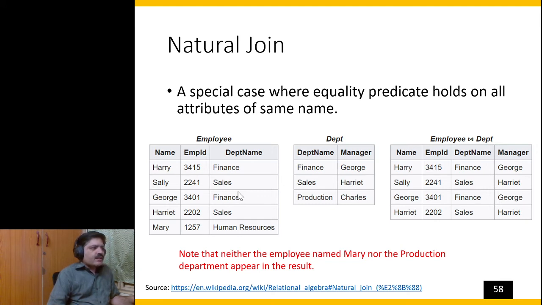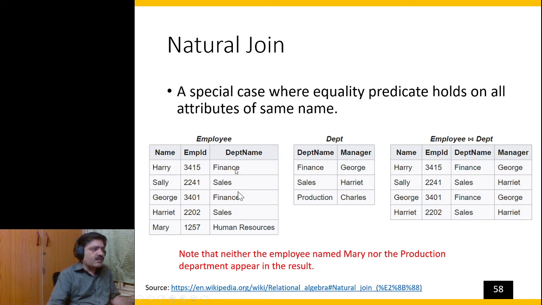There are cases where the column names tell us how we want to do the join. Those kinds of joins where the predicates can be avoided, in favor of just using all common columns as the join criteria, are called natural joins. So let's take this example. If I have an employee relation and a department relation, I could write employee natural join department as follows. So what's happening over here?